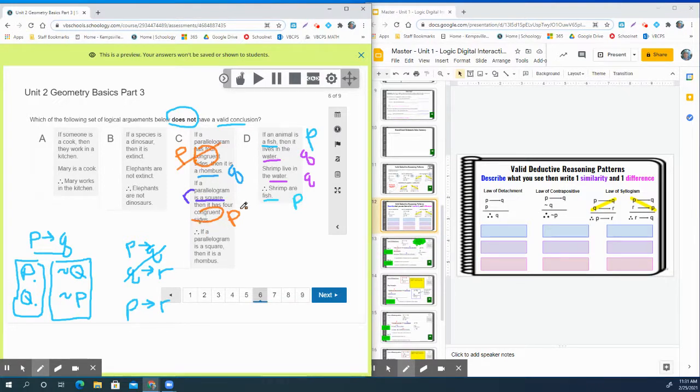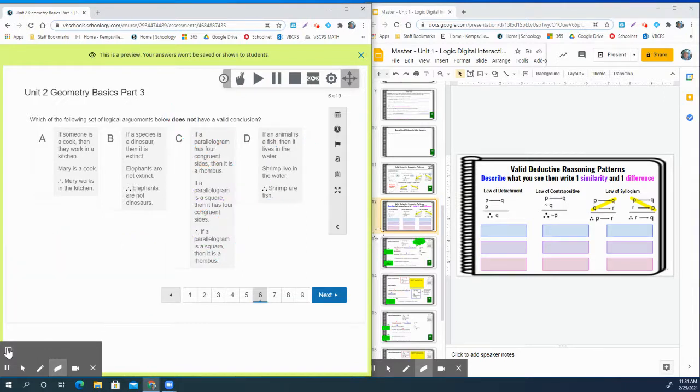Those can cancel out. Then the hypothesis needs to come to the front. If a parallelogram is a square, that's the R. It came straight down, so that works. And the Q, it's a rhombus. That works too. So this one is valid. This is syllogism. You want to find which one is not valid, which one does not follow one of these patterns. Questions on that, guys? This is one of the hardest things to really get solidified in your brain, the logic laws.